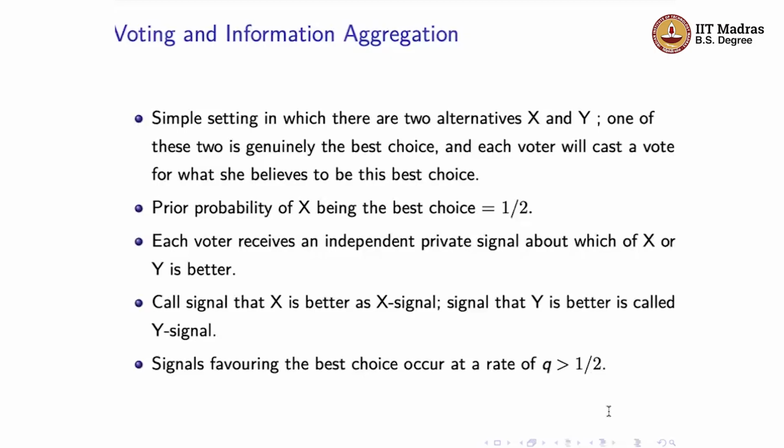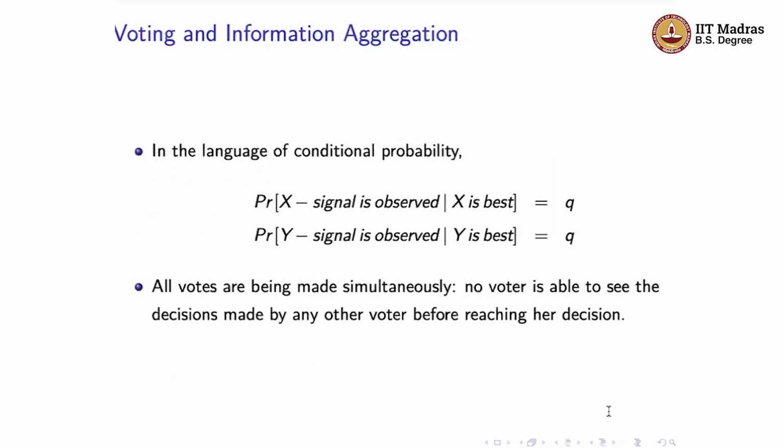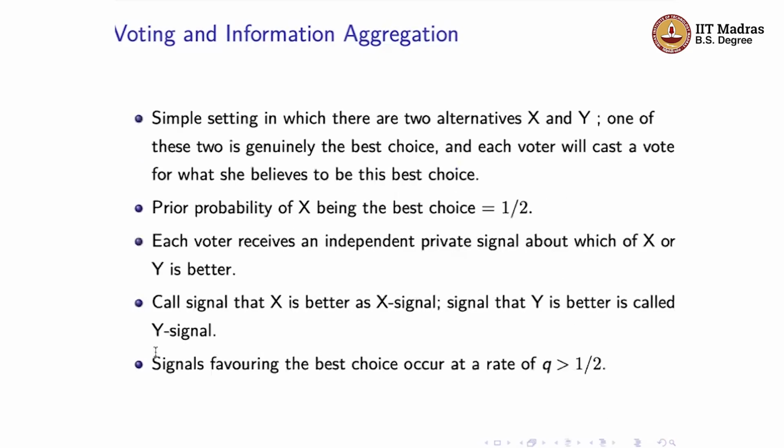Now, we know that signals favoring the best choice occur at a rate of q greater than half. So what does that mean? In the language of conditional probability, it means that if X is actually the best alternative, in that world the probability that an X signal is observed is given by q greater than half, right? So if X is best, then you are more likely to receive a signal saying that X is best. Similarly, if Y is actually the best, then the probability that you receive a Y signal is given by q. That's how you should interpret this last line: this is what it means to say that signals favoring the best choice occur at a rate of q greater than half.